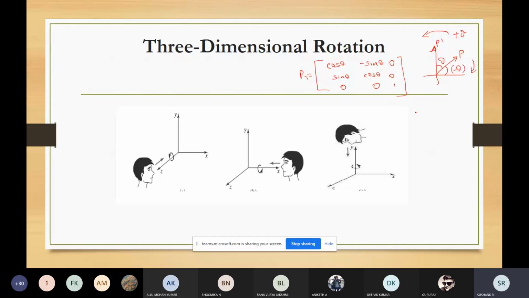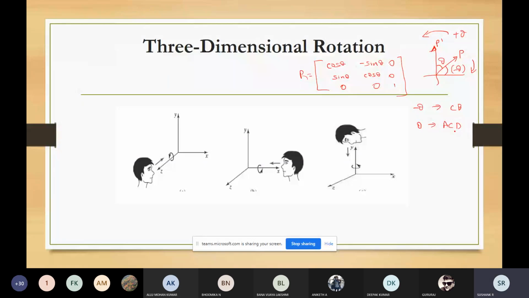So downwards means clockwise rotation. Negative theta means clockwise direction, and positive theta means anti-clockwise direction. This is one point you should remember: a positive value of theta means anti-clockwise direction, and a negative value of theta means clockwise direction.